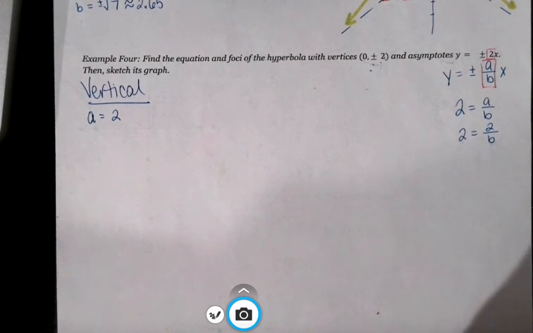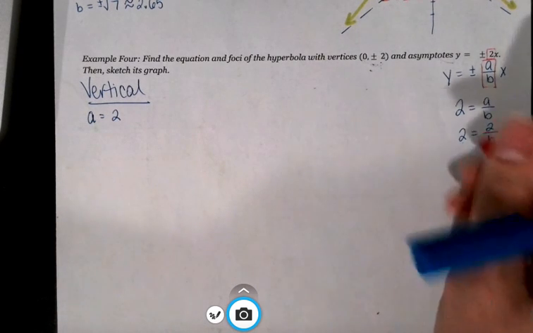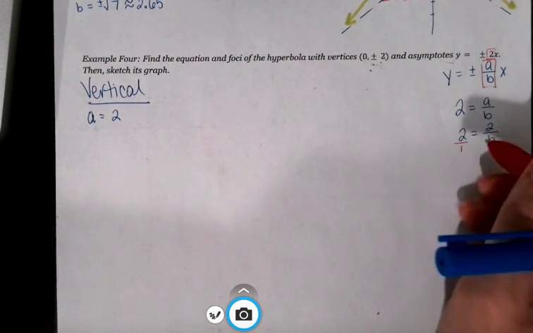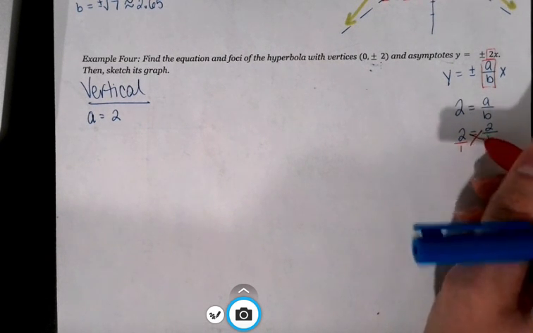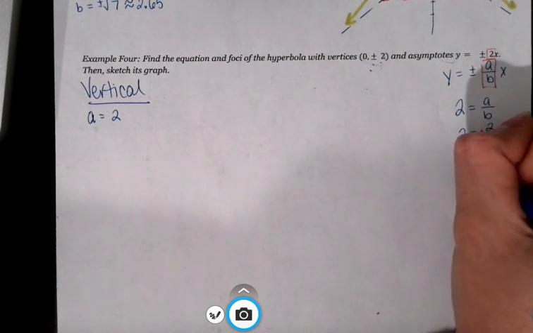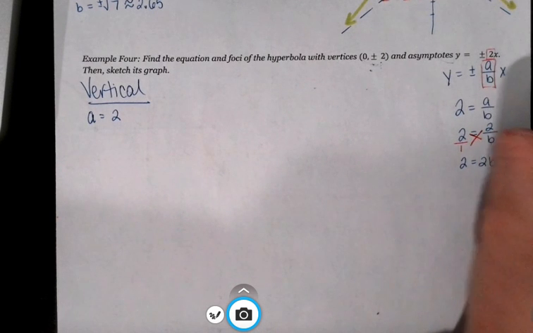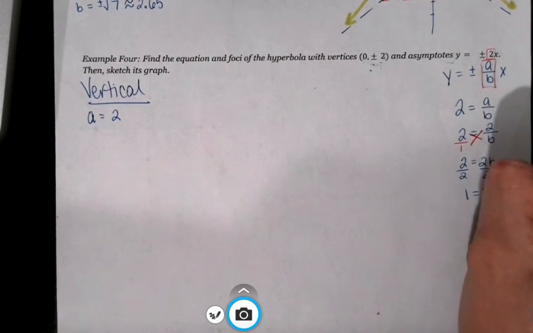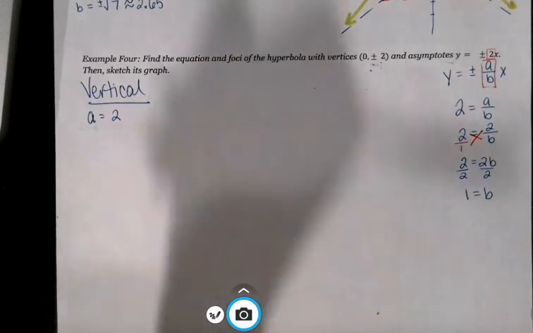So b is 1. If you want to see me cross multiply, since this is a whole number, I put it over 1, and then I multiply 2 times 1, and then 2 times b. Well, 2 times 1 is 2, and then 2 times b is 2b. I divide both sides by 2, and I get b equals 1. So over here, I'm going to say b is 1.